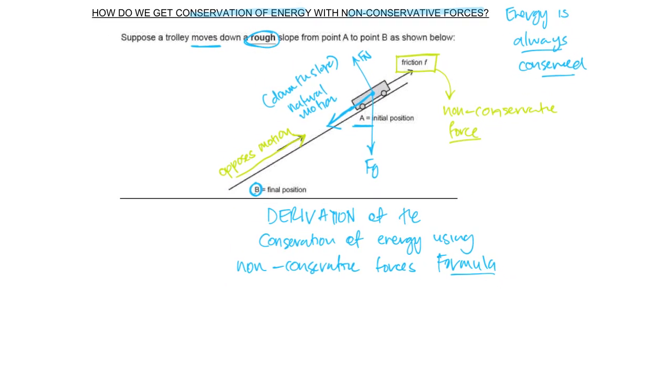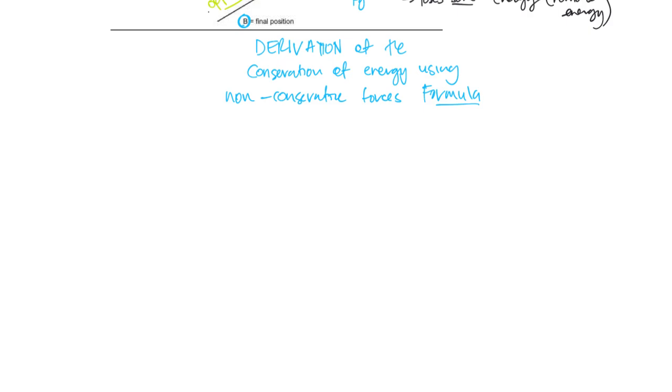as this trolley goes down the slope, it starts off with a lot of energy. But because of friction, it loses some energy. So I know it's losing energy because friction is a non-conservative force which removes energy.